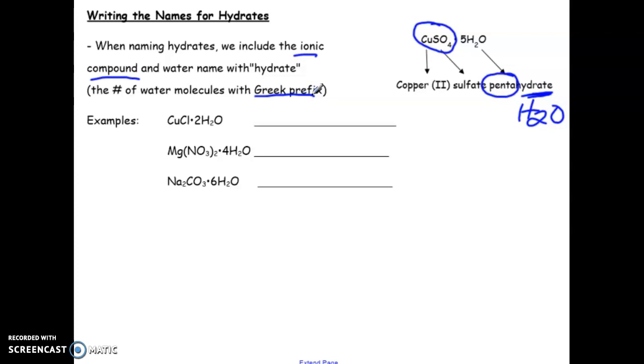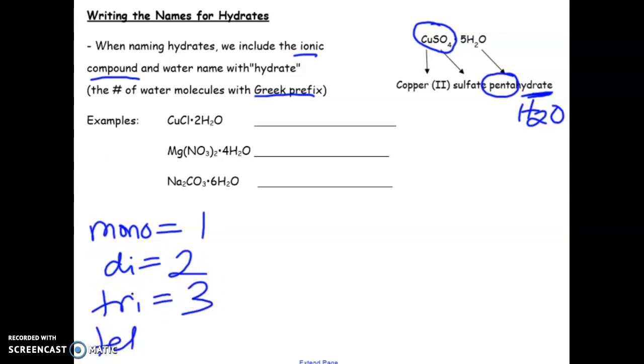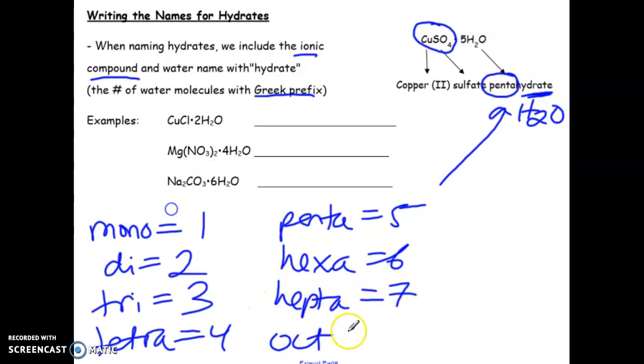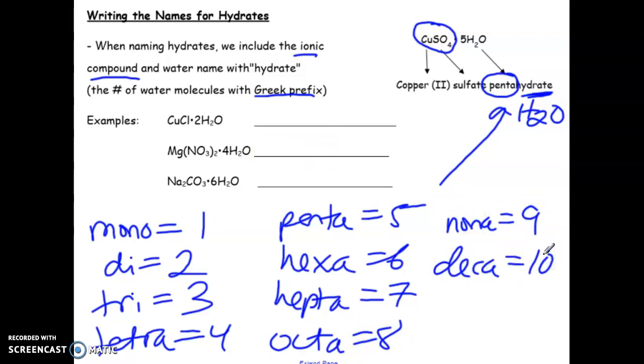So we have mono is 1, di is 2, tri is 3, tetra is 4, penta is 5, which is why over here this is called pentahydrate, because there's a 5 in front of the water. Then we have hexa, which is 6, hepta, which is 7, octa, which is 8, nona, which is 9, and then deca, which is 10.